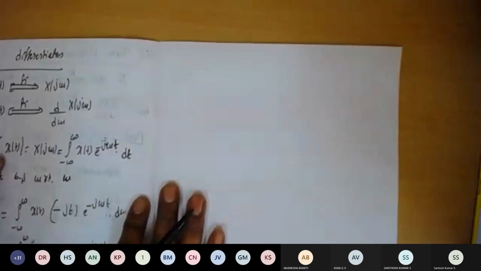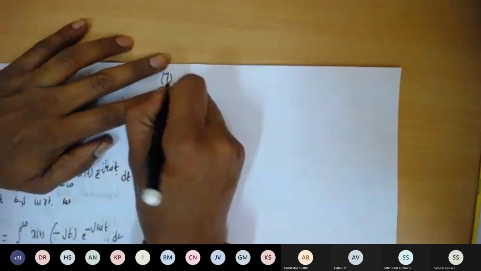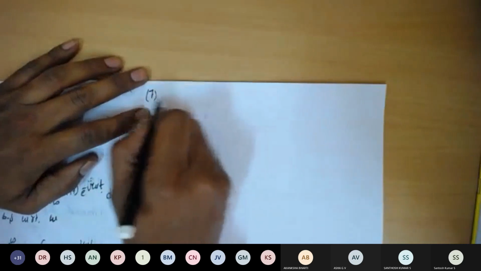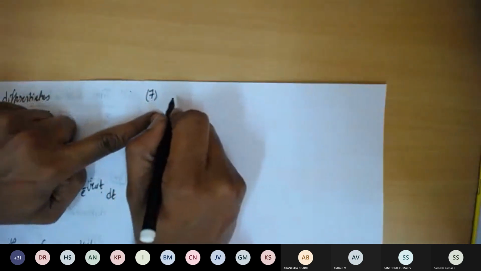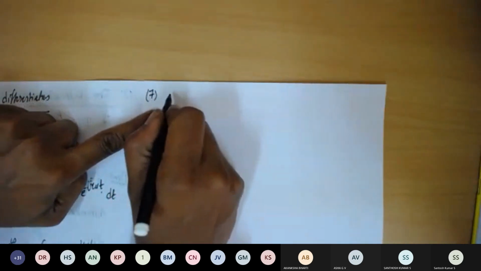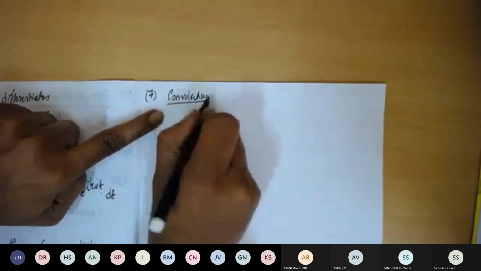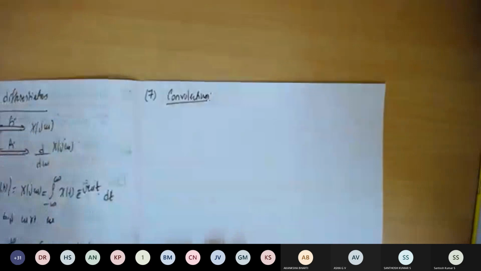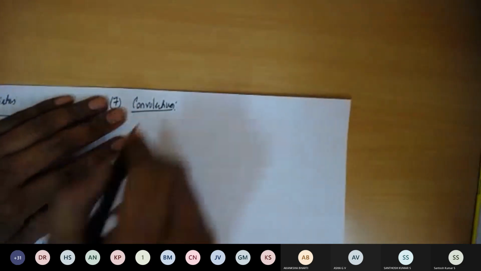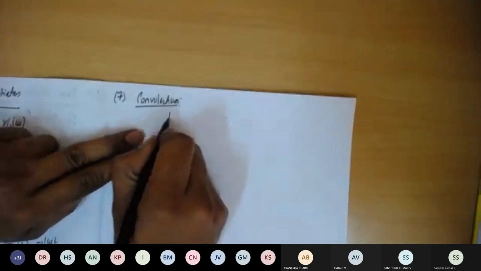Now we'll go for the next property, which is called the convolution property. Already we have seen that convolution in the time domain is equivalent to the multiplication of the Fourier transforms. So we'll consider the convolution property.